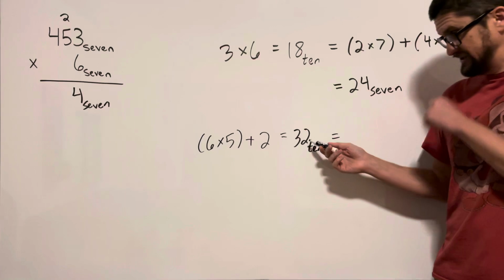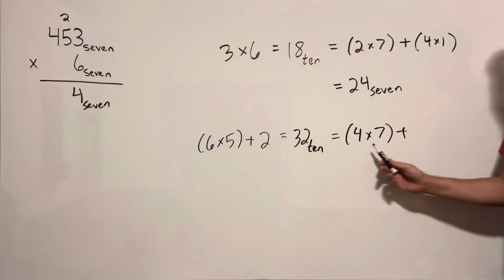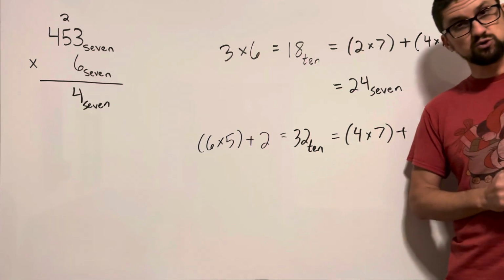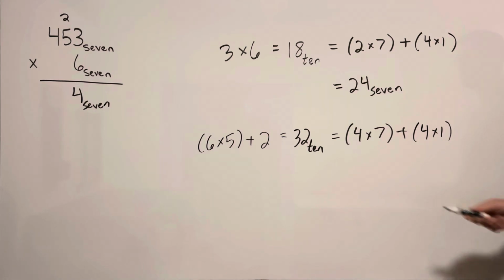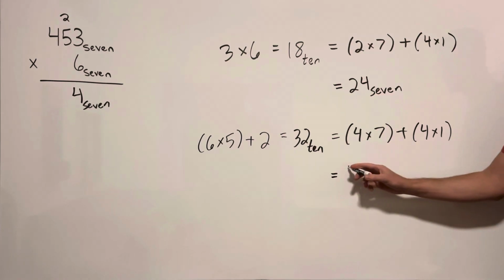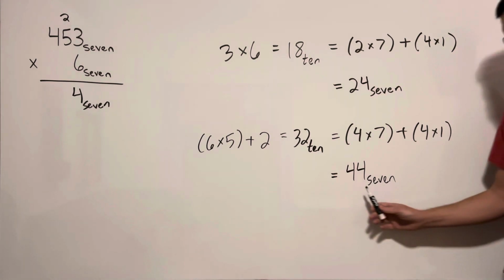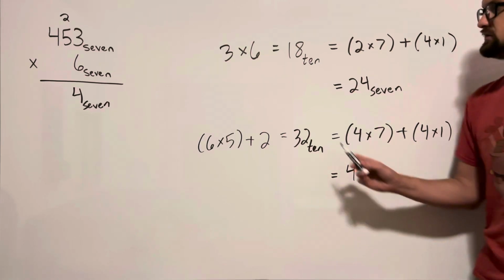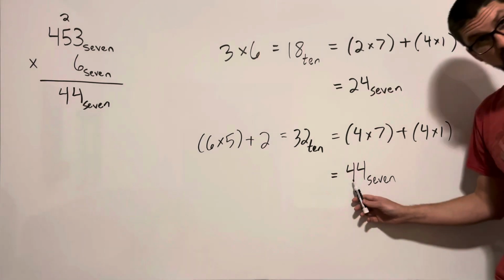And I can do 4 groups of 7. 4 groups of 7 make 28. And 32 minus 28 is 4, so 4 ones are left over. So 32 base 10 as a base 7 number would be 4, 4. Four groups of 7, 4 groups of 1. All right, so this 4 right here is going to go underneath here, and then this 4 will go up here.